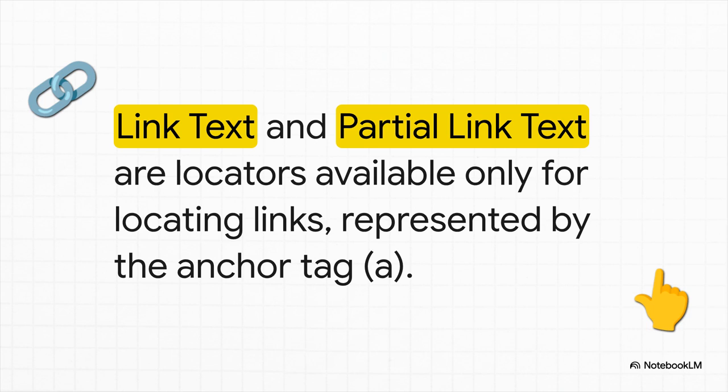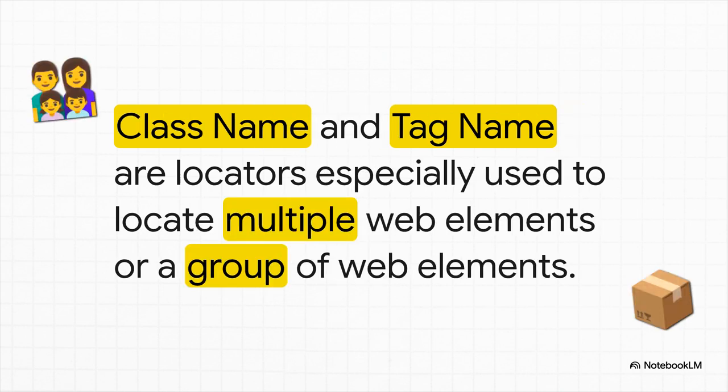If you use the link text locator, you have to match that phrase perfectly. But with partial link text, you could just search for more details, or even just click here. It gives you a lot more flexibility. And that brings us to class name and tag name.